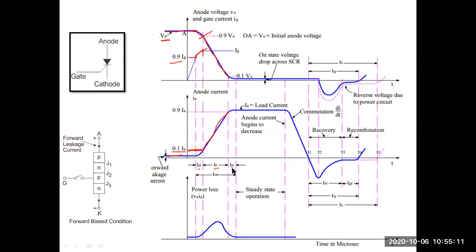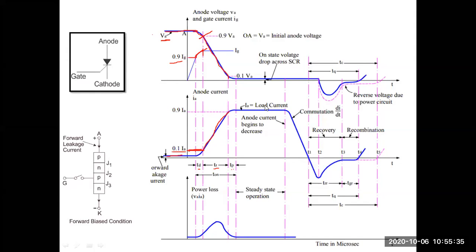And if I want to define in terms of the anode current, how can we define the time taken for the anode current to reach from 90% to 100%? So what is 100%? In the sense, IA. Or else you can define it as the time taken for the anode current to reach from 0.9 IA to IA. That is the load current.